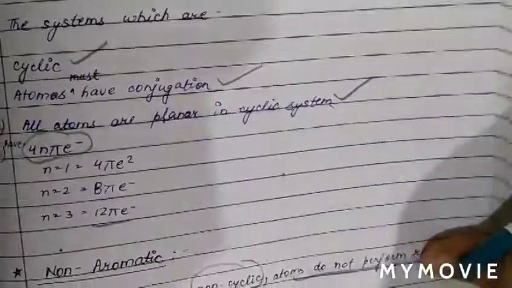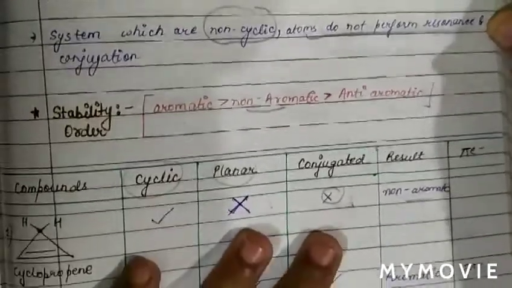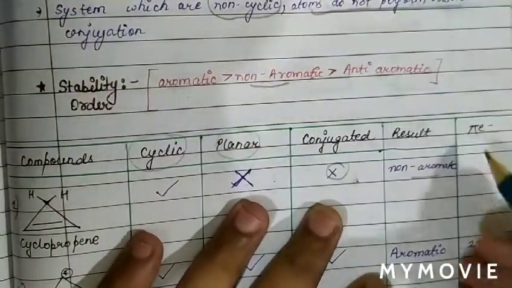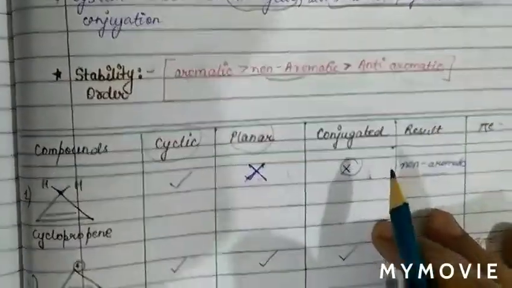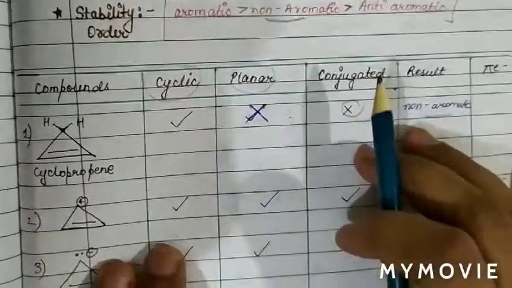So as we can see, there is no need to calculate the number of pi electrons in this case because this is non-aromatic. Now see the next case.